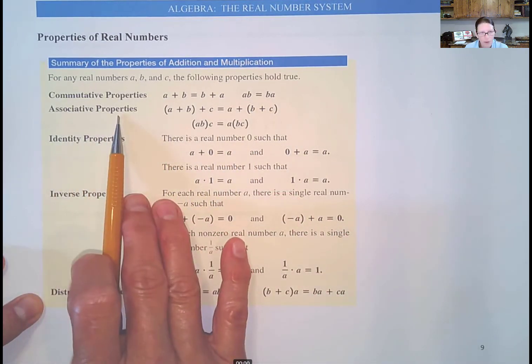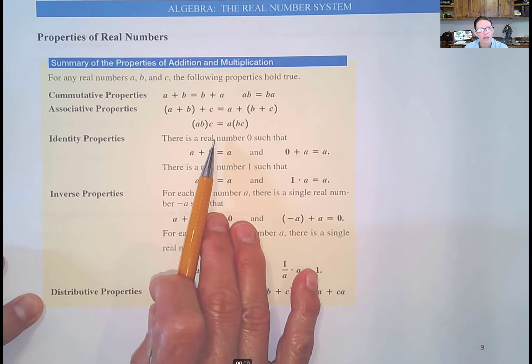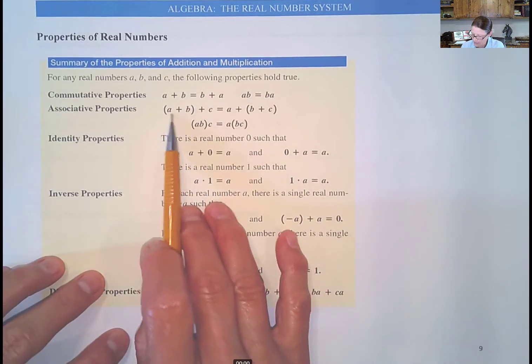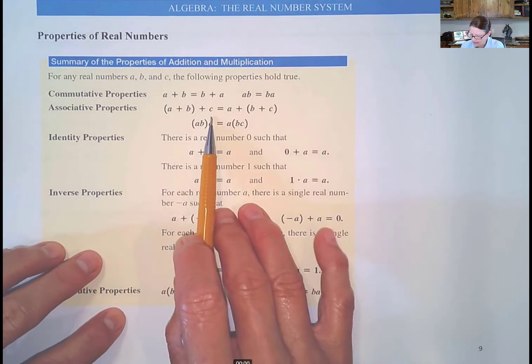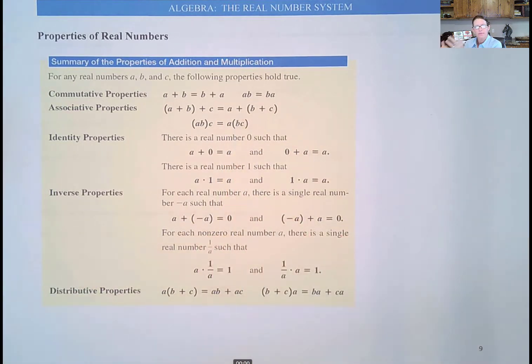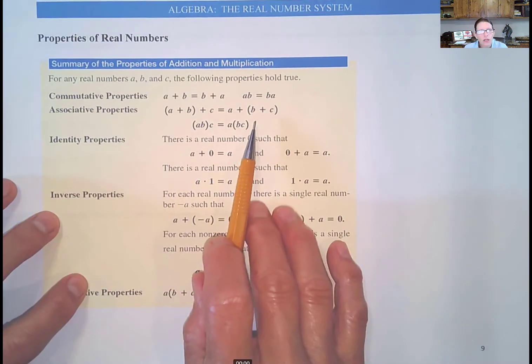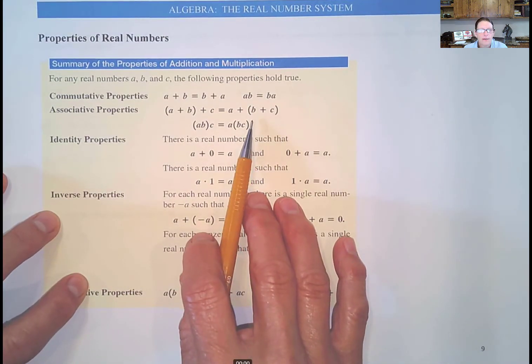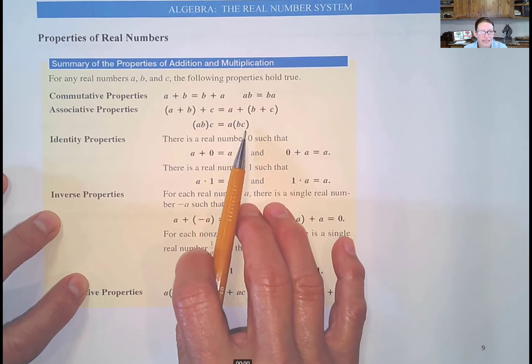The associative properties allow us to add and multiply with different groupings. A plus B first added to C is the same as A plus B plus C first. The grouping symbols tell you to do that first. But the groupings won't change the answer when we're working specifically with addition or multiplication.